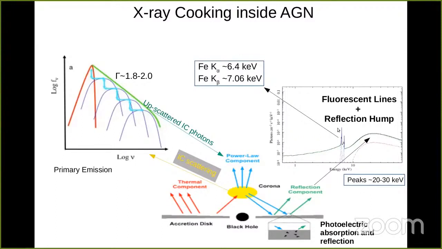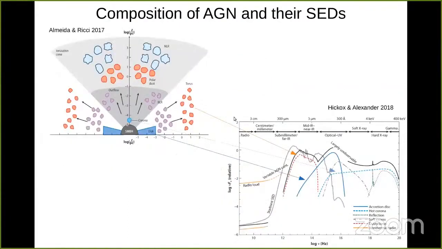Also, along with this, we can notice strong signatures of fluorescent lines such as iron K alpha and K beta around 6.4 keV and 7 keV respectively. The photon index for the power law is estimated to lie between 1.8 and 2, but with observational data, we see that it can vary from 1.5 to 2.2. Anyway, this thermal and X-ray emission from the center is absorbed by the obscuring torus and re-emitted in the infrared band as shown in the SED.